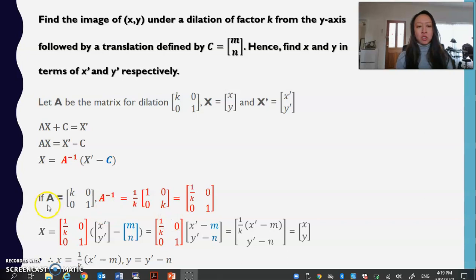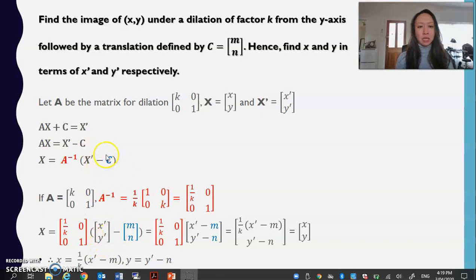If I remember clearly, we stopped somewhere over here where I said the matrix A is K, 0, 0, 1 because it's a dilation. And the inverse of matrix A will give us 1 over K, 0, 0, and 1. Then we know that x equals A inverse bracket x prime take C. If we substitute the matrices into this equation, it will give us this equation over here. So x equals, we know that the inverse of matrix A is 1 over K, 0, 0, 1, and the image of x is x prime, y prime.